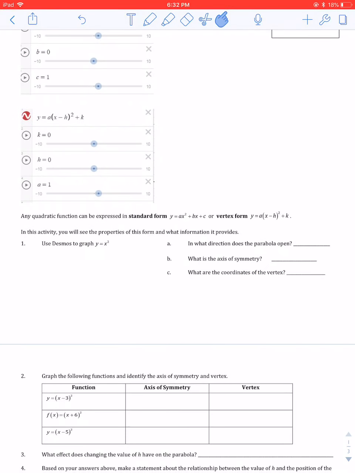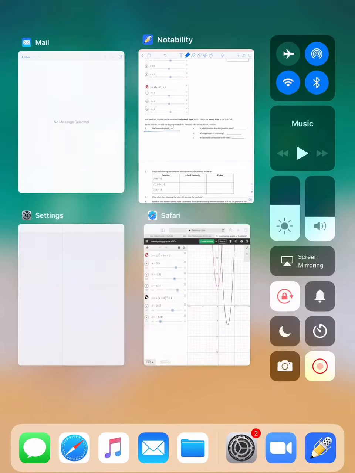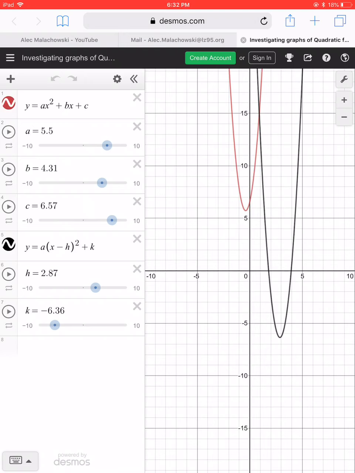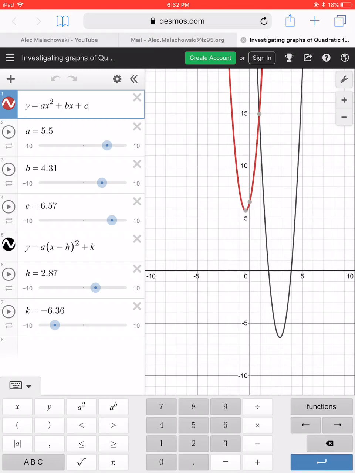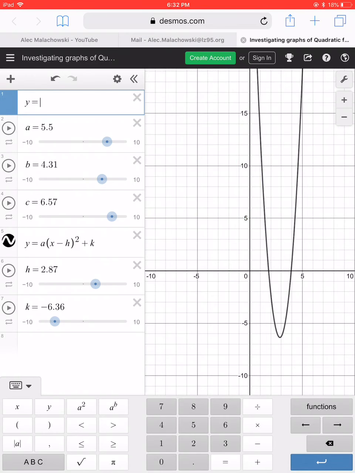So let's go through it. Number 1 says, use Desmos to graph y equals x squared. Let's go do that. I'm going to go to Desmos, and notice how it has equations written in 2 different ways. You will see on your worksheet there are 2 different ways to express a quadratic equation, 2 different formulas it can be written in. For the sake of Desmos, what I did was I changed it using this top equation.